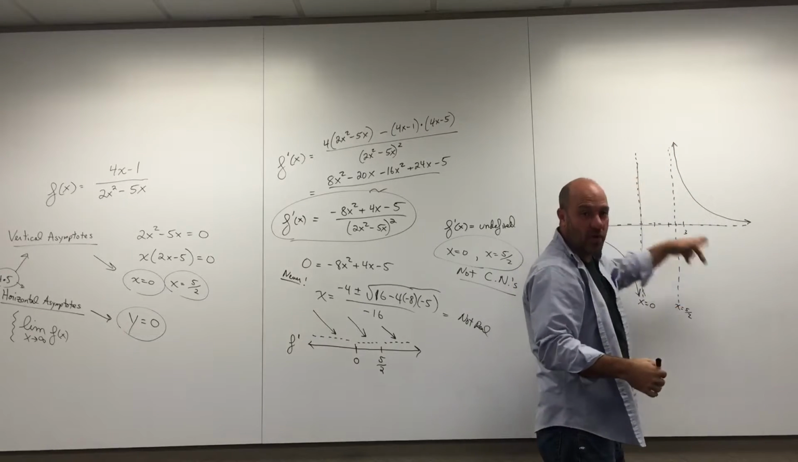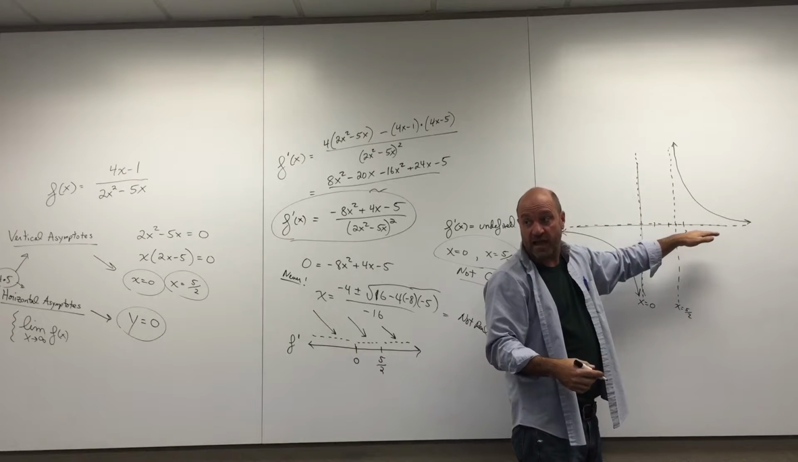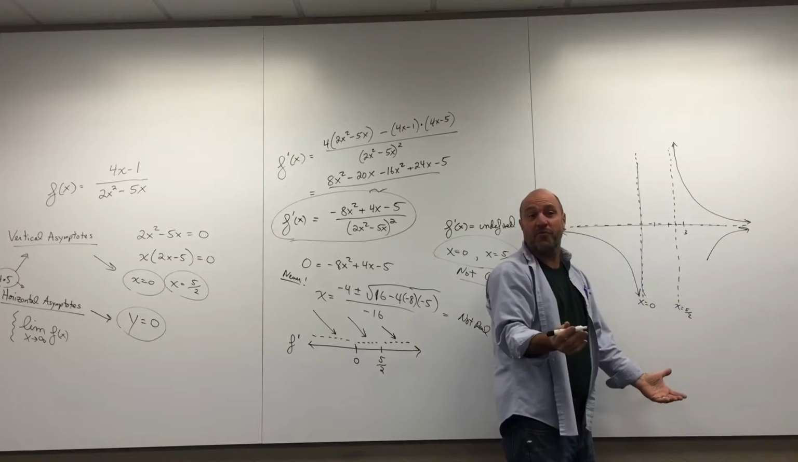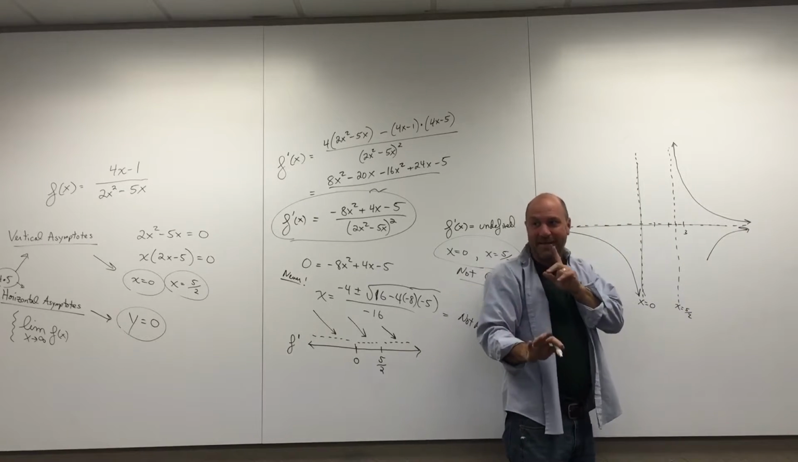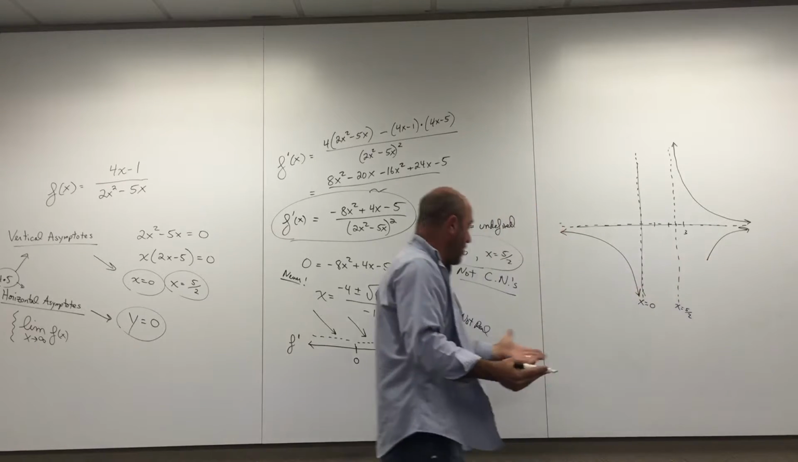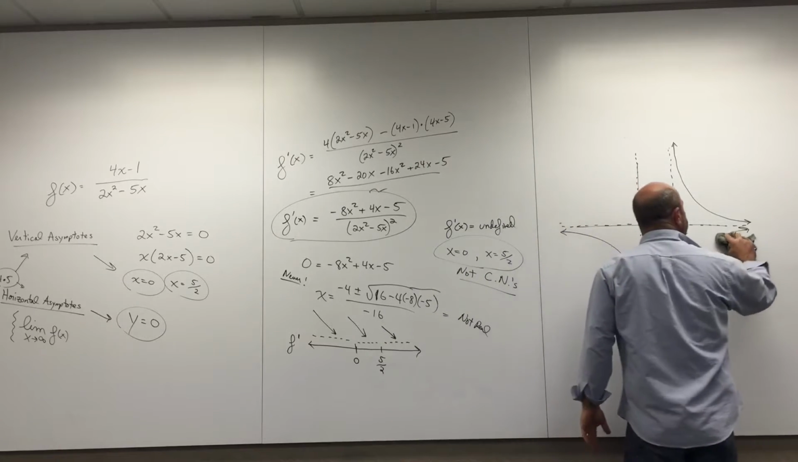It's got to approach this asymptote. It's going to approach this horizontal asymptote. You can't approach it from the bottom, or it would be called increasing, and we're not doing that. We are decreasing. It has to be that picture.